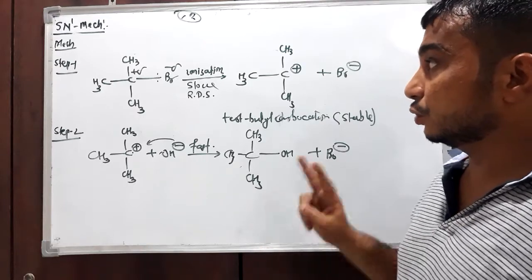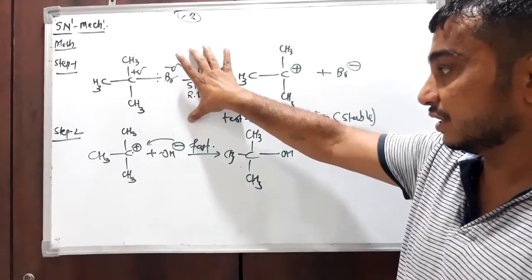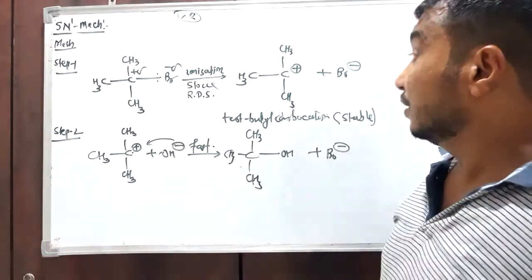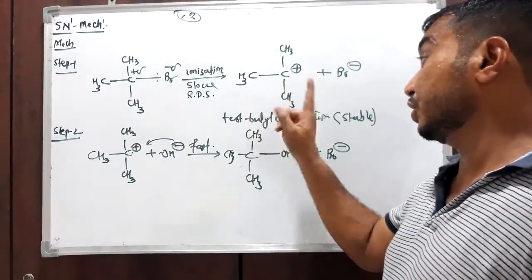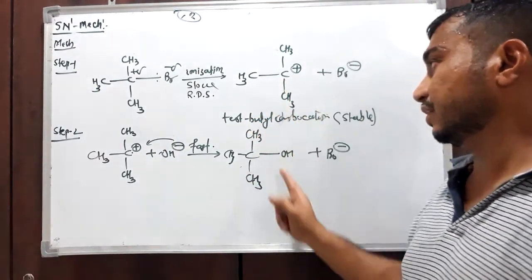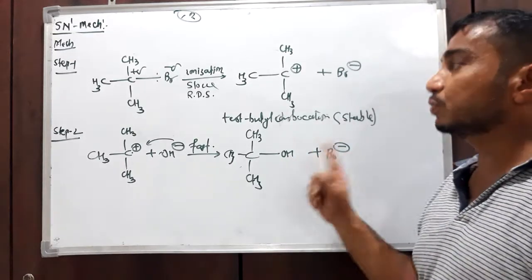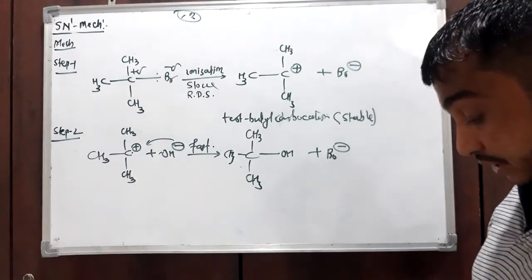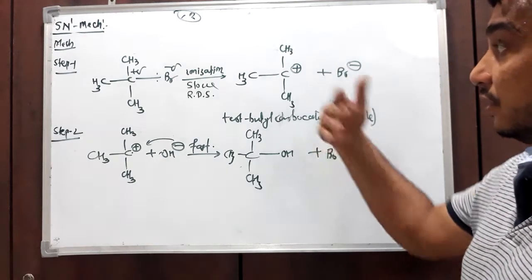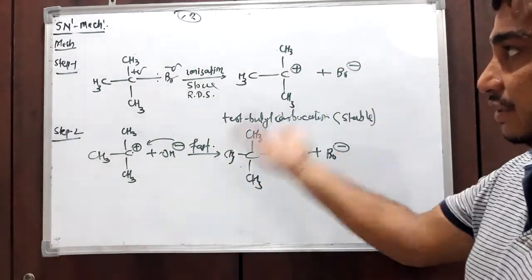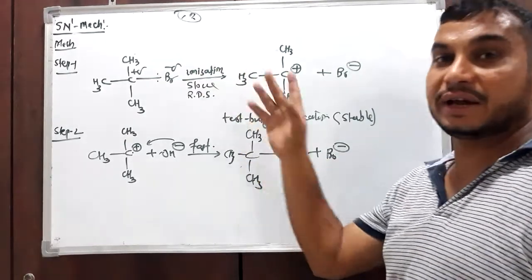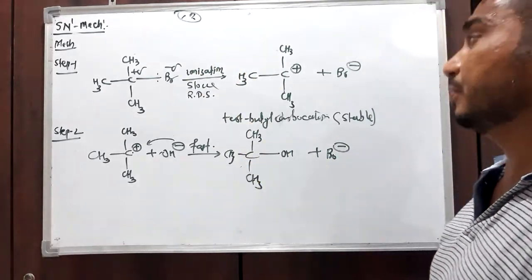SN1 reaction involves two steps. First step is ionization and second step is attack of nucleophile on carbocation. And this carbocation is a stable, reactive species. Therefore its formation is possible. Now this is the SN1 reaction, a nucleophilic substitution reaction and unimolecular first order reaction. Therefore it is represented by SN1. It is a two step reaction.